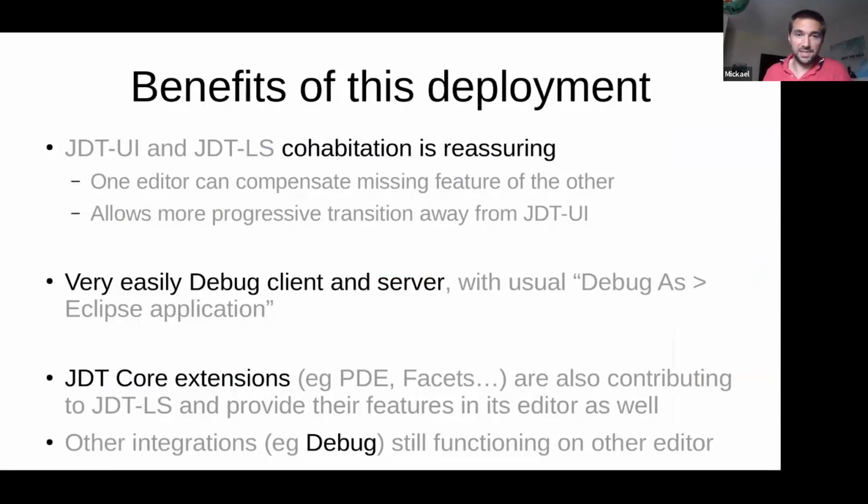And the good thing with that is that, first, if we imagine that we are in a migration process, the fact to be able to cohabitate between where you're from and where you go is pretty reassuring. If there is one feature that is missing or buggy in one of the editors, you can use the other. You're not blocked. You cannot be blocked actually. And this allows a more progressive transition away from JDT UI. If it is your goal to adopt language servers, then cohabitation allows you to do it safely.